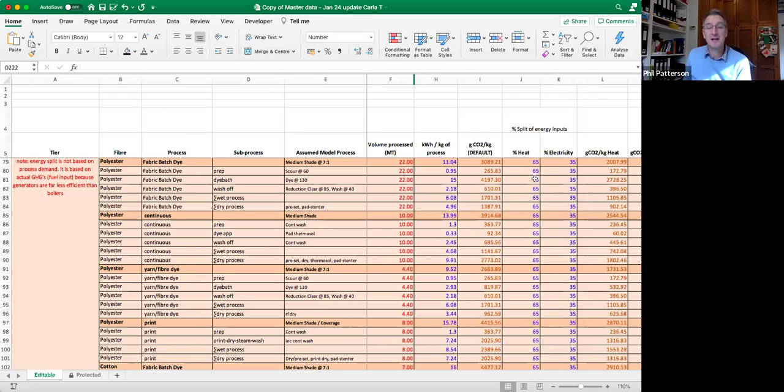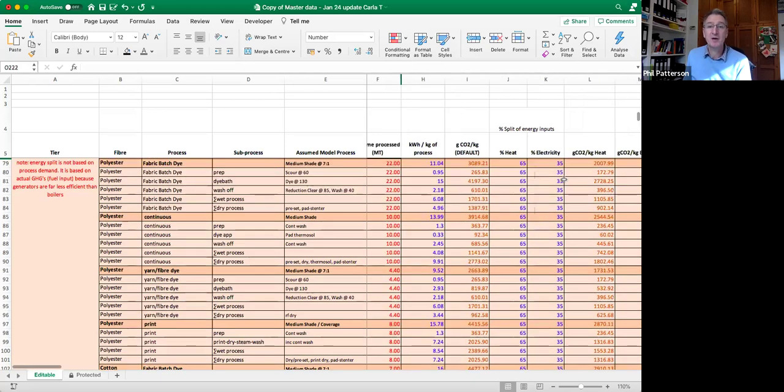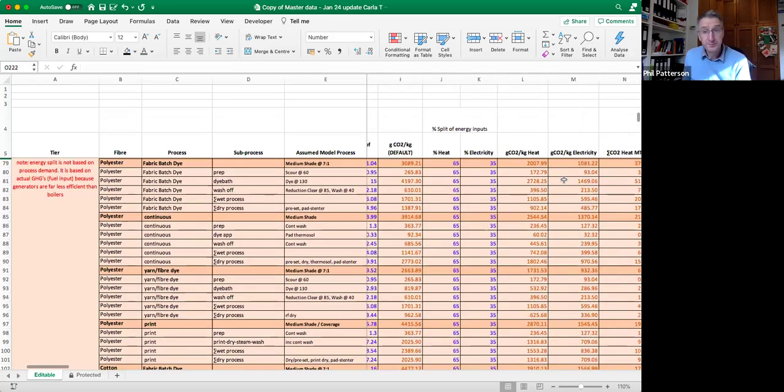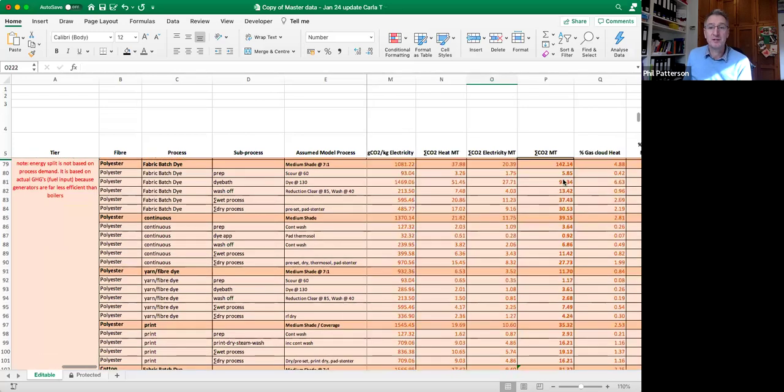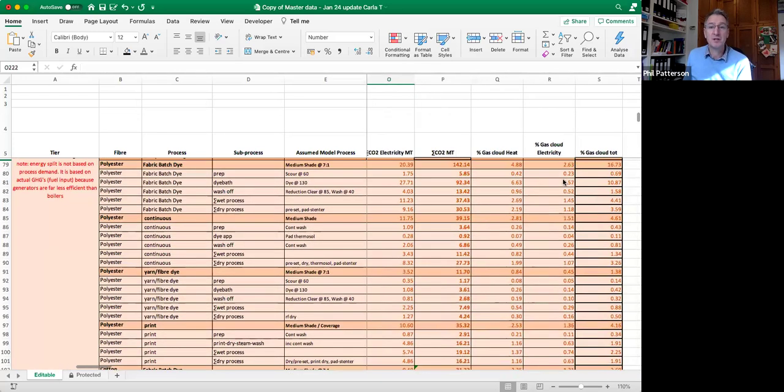We've also got a split in there for heat and electricity, which for most wet processors is around 65% heat, 35% electricity. And then we can calculate the grams of CO2 that are generated because of heat energy and electrical energy. And ultimately what this calculates through is the total amount of CO2 emitted for that process. We can split it by heat and electricity, but it gives us a percentage of what we call the gas cloud. So we've got a total gas cloud of CO2 emissions that the textile supply chain is responsible for.